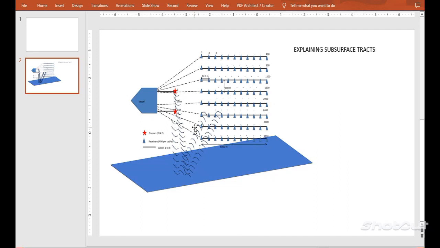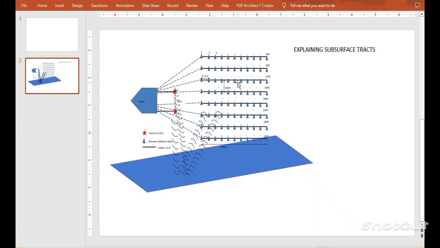And as in this illustration, you have 8 cables and you are using 2 guns, usually they are shot in flip-flop position. Flip-flop position simply means you shoot this, you move a certain distance, and then you shoot the other one. Flip-flop is the usual method that is used. So if you are shooting 2 guns, whether you use flip-flop or not, you are going to have 8 times 2, 16 subsurface tracts.